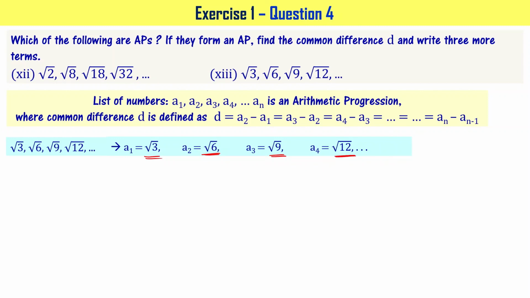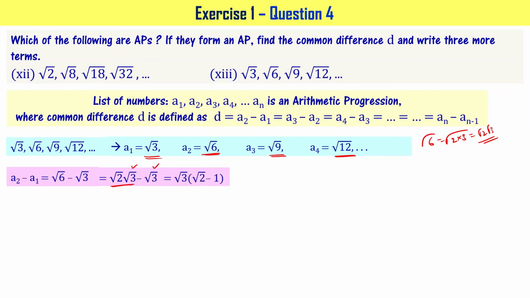Now let's find the difference between successive terms. A2 minus A1 is root 6 minus root 3. Root 6, I can write it as root 2 times root 3, right? Root 6 equal to root of 2 times 3, that is equal to root 2 times root 3. I can take root 3 as the common factor out. Then I can write it as root 3 times (root 2 minus 1). This is A2 minus A1.